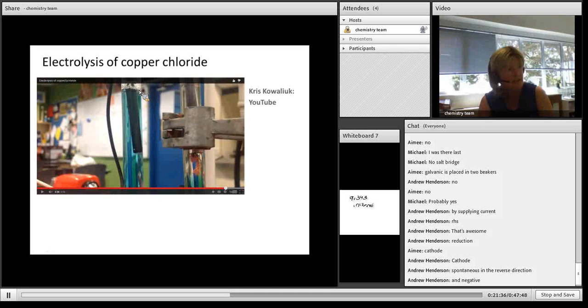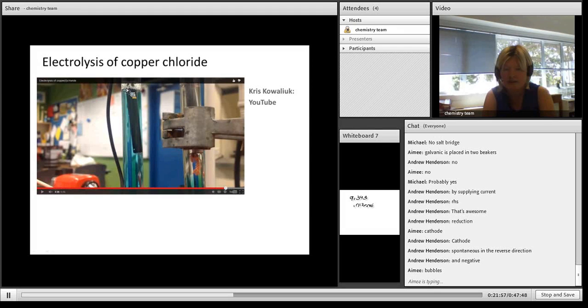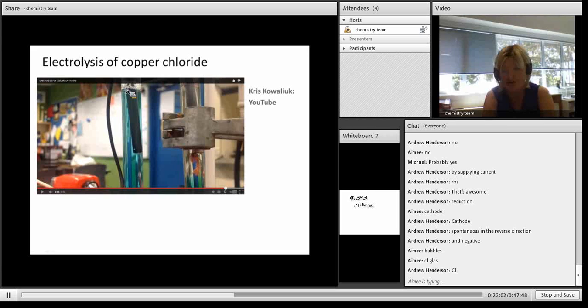What's happening at the anode? What do you notice up here? What do you observe? The bubbles. So if you're getting bubbles being formed, it means it must be a gas. And think about what sort of gas do you think you could get? The Cl, the chlorine gas, correct.